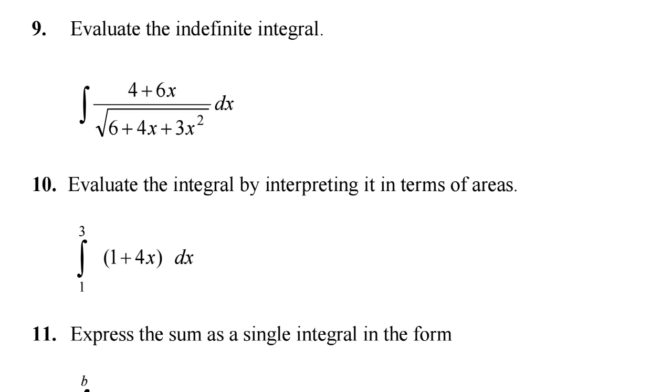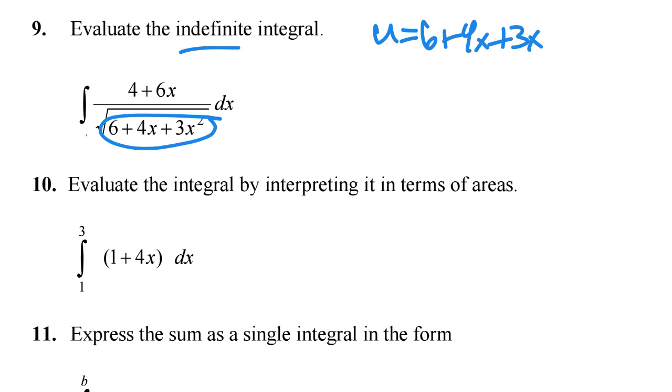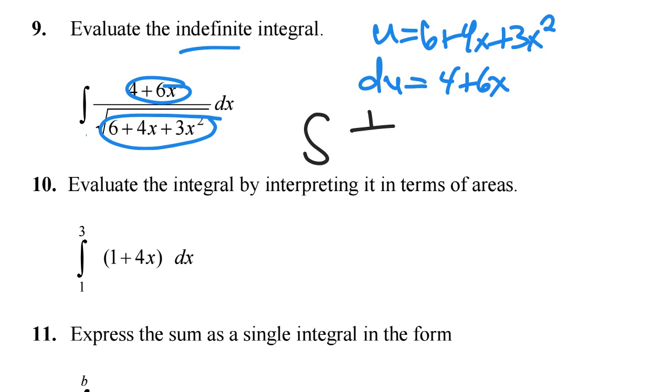Number 9, we're going to evaluate this indefinite integral, so it's not over a specific range. So I need to figure out what u is, and always look at the inner function. So u is equal to 6 plus 4x plus 3x squared, and du is equal to 4 plus 6x, and check it out, it matched. Yay! So I have the integral of 1 over the square root of u du.